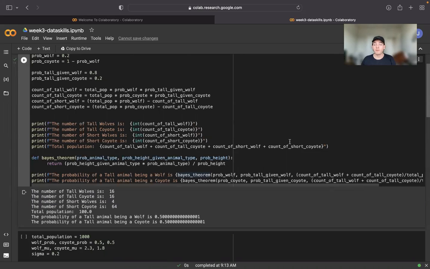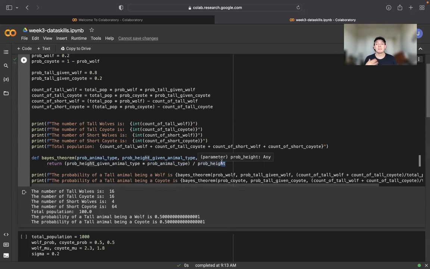This is the first example of a function that we'll be seeing in Python, where we have to declare a function with this def keyword. That means a definition. And then this is the function name, Bayes theorem, where we have a probability of an animal type, probability of height given the animal type, and then probability of height. This is the same exact formula that we saw before, except we're now just putting it in code. And we have to tell the function what we want it to return. We want it to return the probability of height given the animal type times the probability of the animal type divided by the overall probability of height.